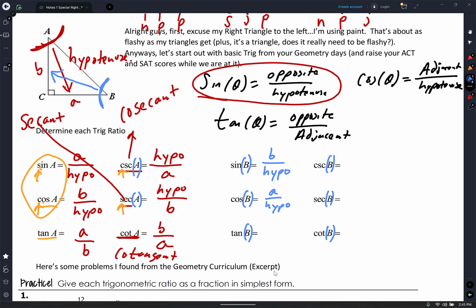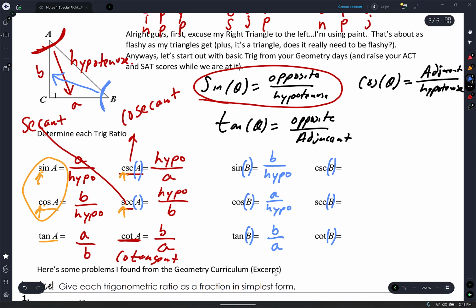Tangent, opposite over adjacent. What's the opposite? What's adjacent? B over A. If you want to call it hippo, that's fine. To me, we speak the same language. Just don't call it hippo with a mathematician. It's hypotenuse. Okay, cosecant. What is my answer for cosecant of angle B?